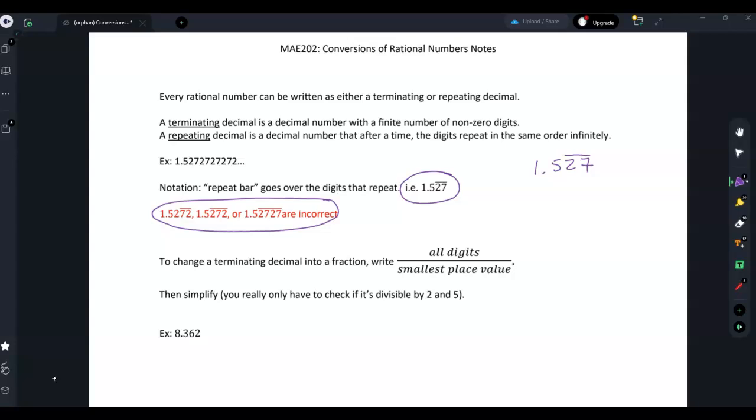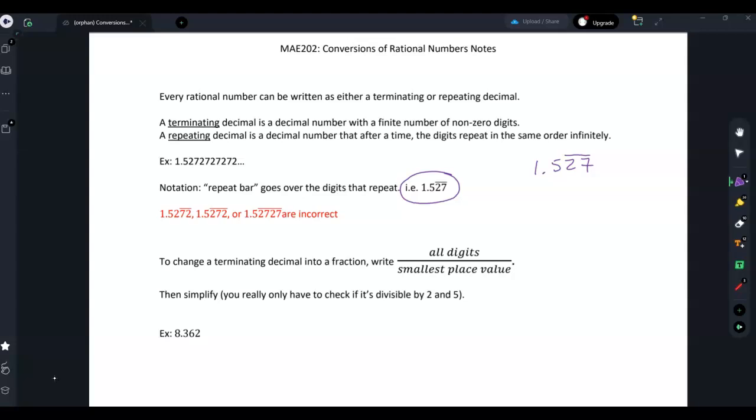Notice on this one, the 2 and the 7 and the 2 all have the repeat bar on them, but that last 2, I've already got it, right? I've already got a 2 underneath my repeat bar, so it's extra to list that last one. So that would be incorrect there. And then here, 5.272, even though if you continued that, you'd get the same number, we really don't want to write any more digits than we need to. I've already written this 2, I don't want to write it again, right? So this is the correct way, 1.527 with a repeat bar over the 2 and the 7.